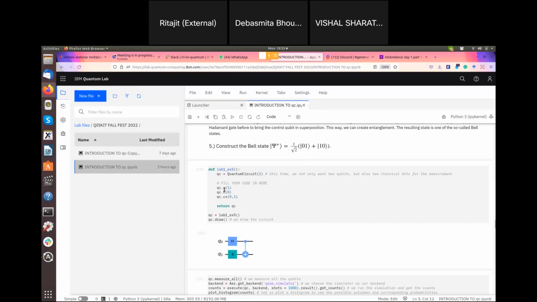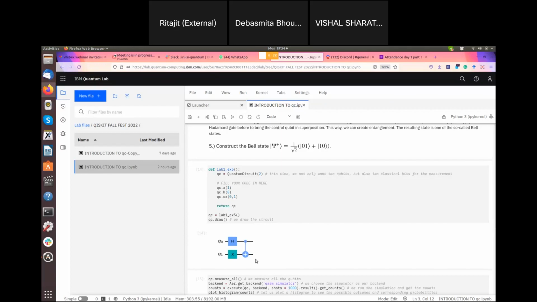So QC.x(1) for the second qubit, QC.h(0) Hadamard gate in the first qubit, and then you will do the CNOT operation. So for the CNOT operation, the zeroth qubit is the control, and the first qubit is the target. And then you can draw the circuit.